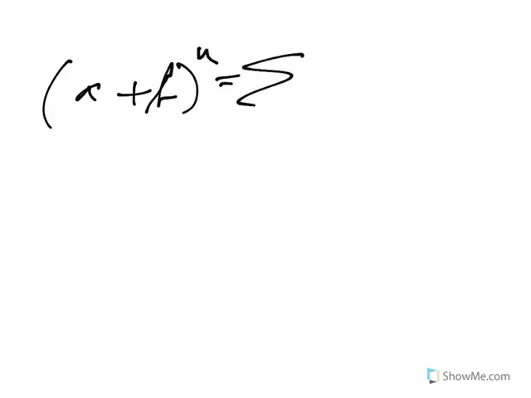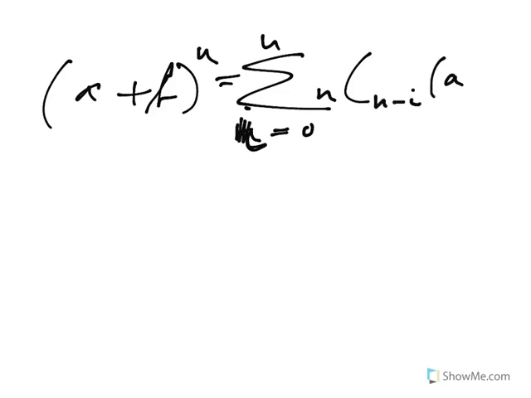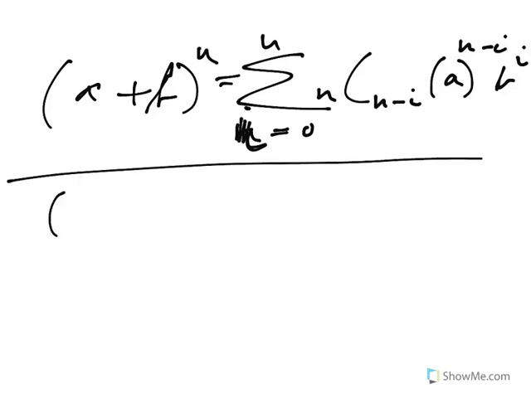If you want to get real fancy, you can say sum as i equals 0 to n of NC, when it starts off it's NCN, so I'll say n minus i. And then here we have a to the n minus i power and b to the i. This is really too fancy for what we're trying to learn.